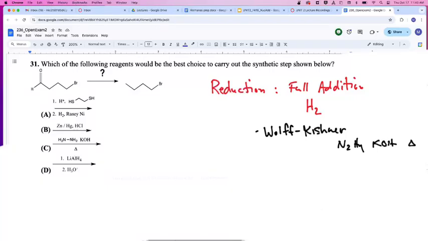And yeah, to do a reduction, okay, a full addition of H2, are there other options?